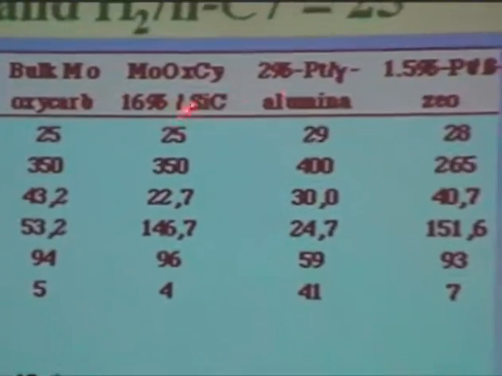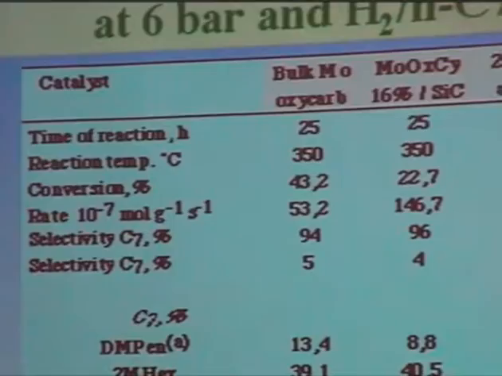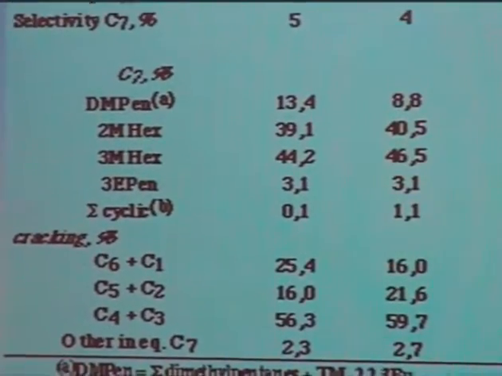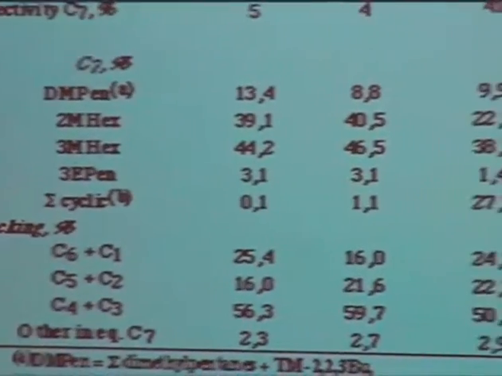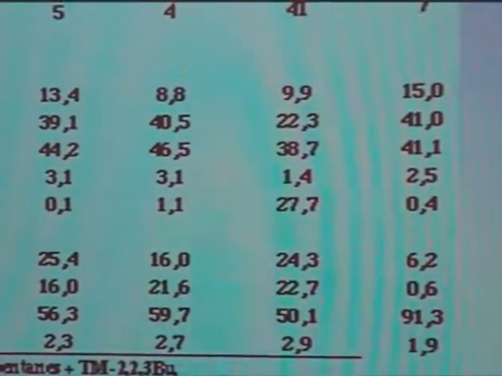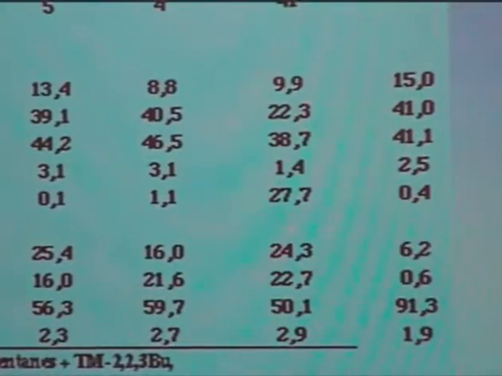Then we have compared these two catalysts to conventional platinum on gamma alumina and a more acidic and selective catalyst, which is platinum on beta zeolite. And you can see two things. First, forget this one because the results are exactly the same between the bulk and the supported except the rate. You see, by supporting and dispersing, we get a much higher rate, which was normal.